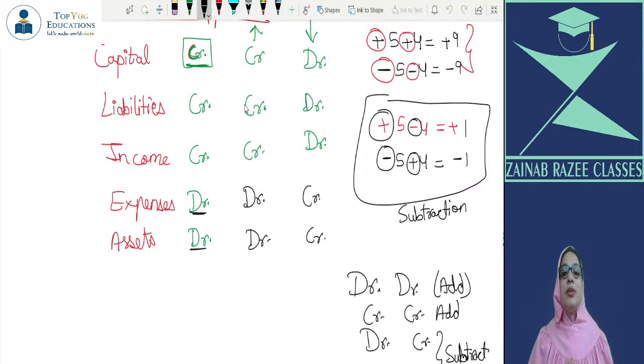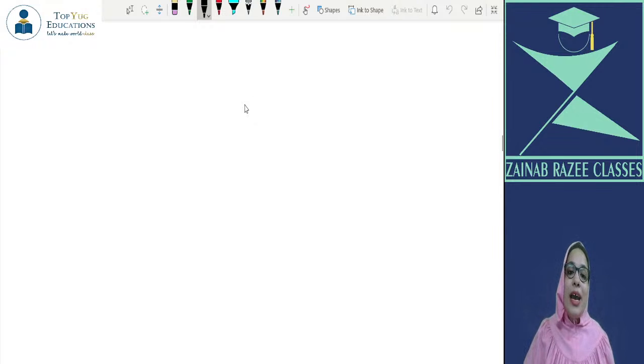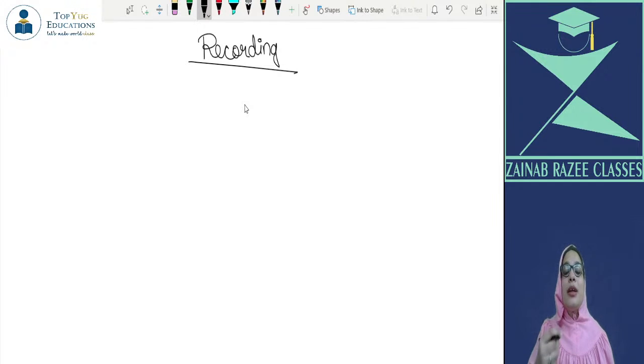So now finally we've understood what should be debited and what should be credited. After this, I would like to come on to the first stage of accounting, that is the recording stage. We were understanding what to debit and what to credit because whenever a transaction is recorded in the books of accounts, there needs to be a debit effect and a credit effect. Okay.